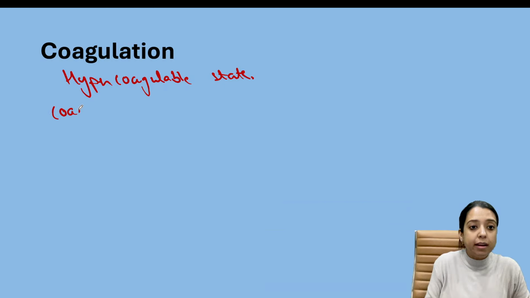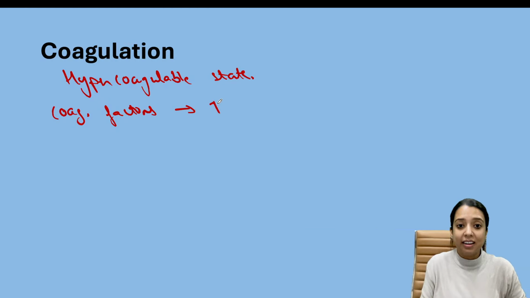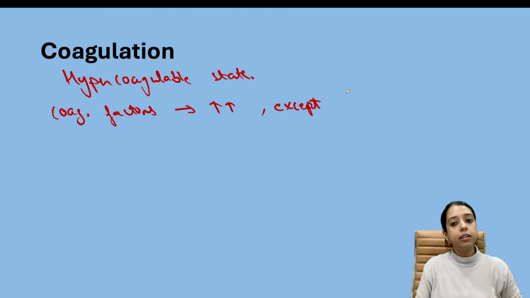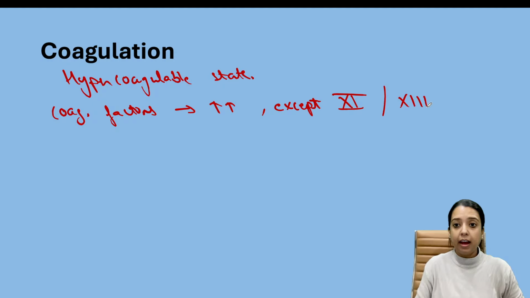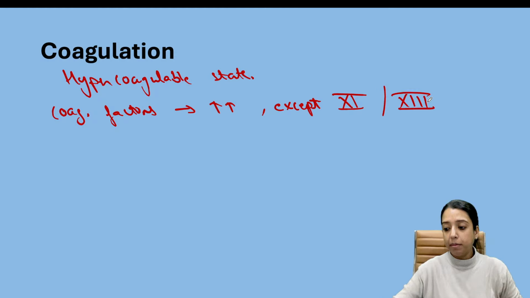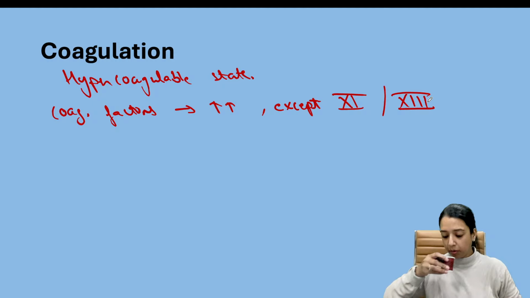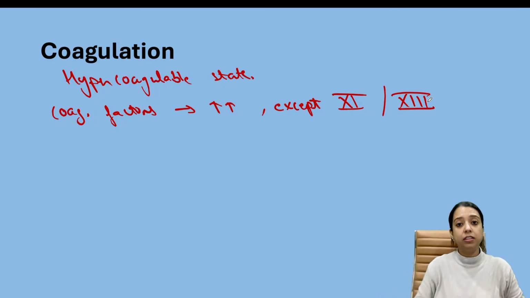So what will you write about all coagulation factors? The coagulation factors rise, except two factors. Two coagulation factors that don't rise, they fall: factor 11 and factor 13. So remember, all the coagulation factors rise, but factor 11 and 13, they fall.